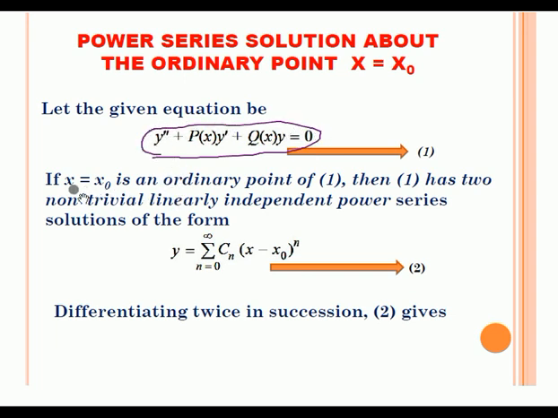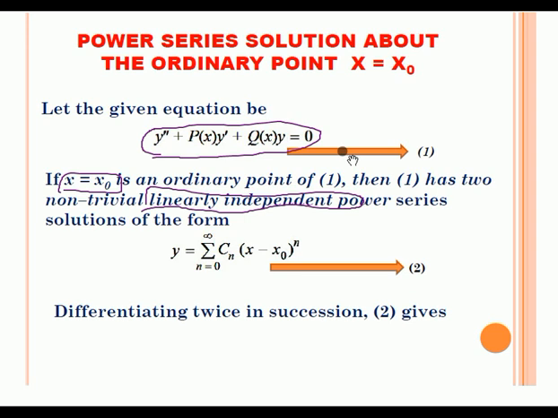Then what is the ordinary point? We call x equal to x naught the ordinary point. Obviously it is a second order differential equation, so it will have two linearly independent solutions. That means there will be two functions, let's say y1 and y2, which are the independent solutions of this differential equation. Remember, they are linearly independent: y1 is entirely different from y2. We cannot derive y2 from y1, or vice versa.